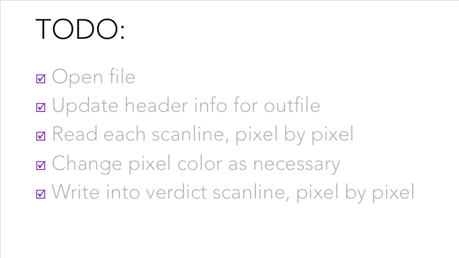So now we've opened the file, the clue, and the verdict. We've updated the header info for our verdict because every bitmap needs a header. We've then read into the clue scanline pixel by pixel, changing every color as necessary, and writing those into the verdict, pixel by pixel. Once you open verdict, you can see who the culprit or what the secret message is.